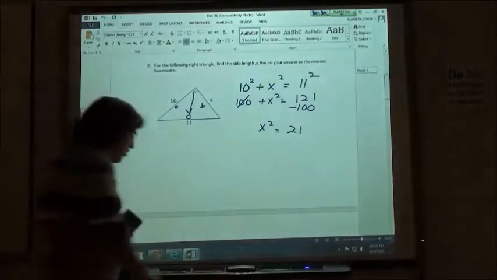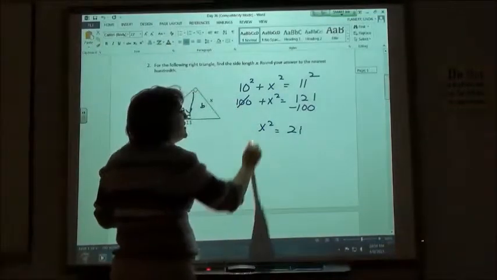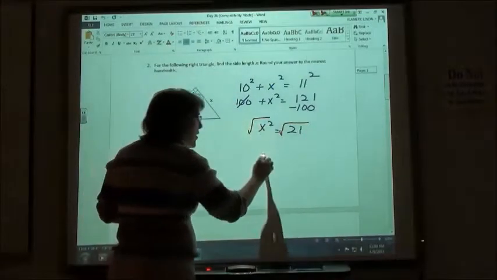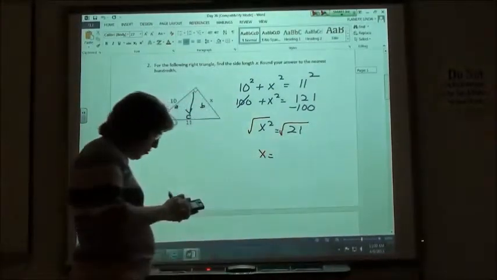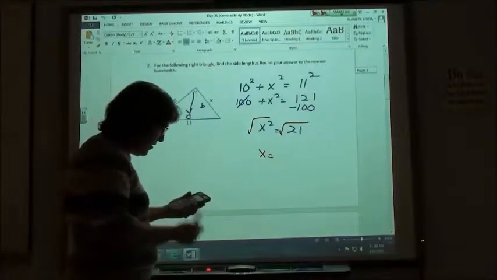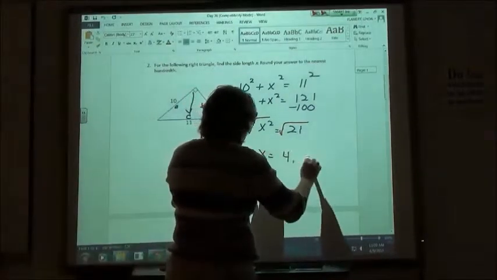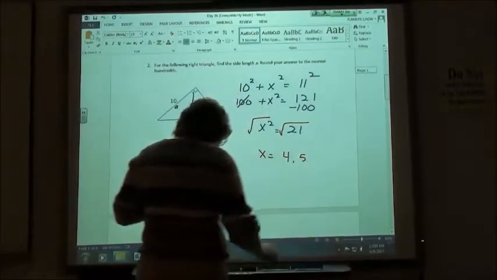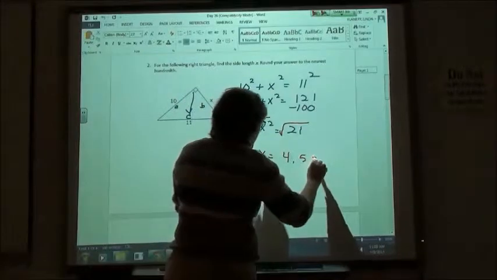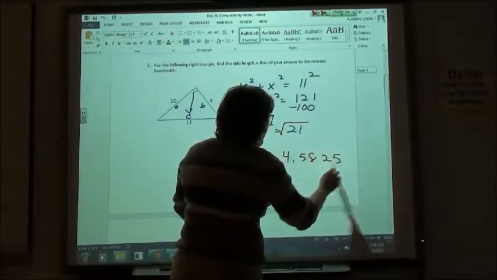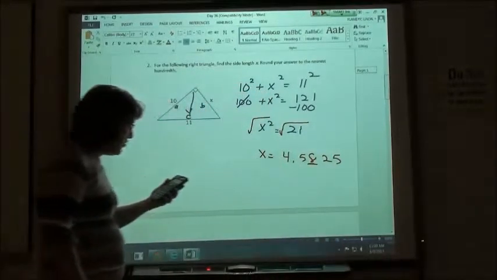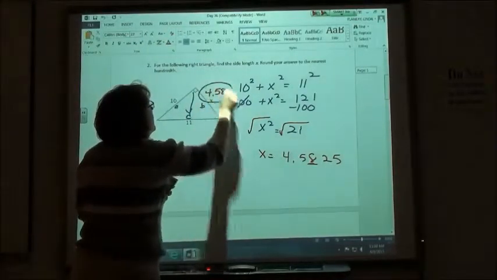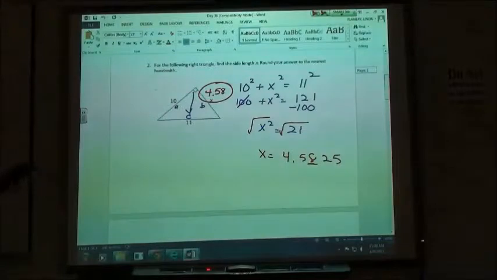Again, in order to solve this, I do the opposite of squaring. I'm going to take the square root. The square root of x squared is x. The square root of 21 I'm going to do on my calculator. I get 4.58. I'm writing my next number down: 4.5825. I'm rounding it to the nearest hundredth, so 4.58 is going to be the length of that side.